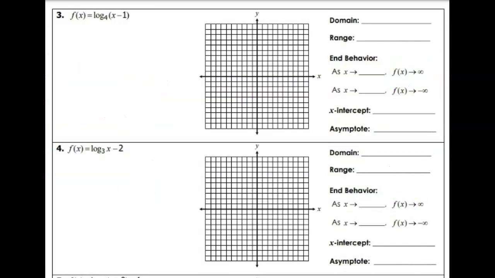In these last two examples, I want to demonstrate that you can use the same transformations that we did with all of the other functions that we've studied so far this year. You can do this with logarithm functions as well. The first thing you want to notice is in number 3, log base 4 of x minus 1. Notice that we're subtracting 1 from the x. It's inside the parentheses, so remember, that's going to be similar to an h transformation. If we think about that minus 1, that is going to be a shift to the right 1.